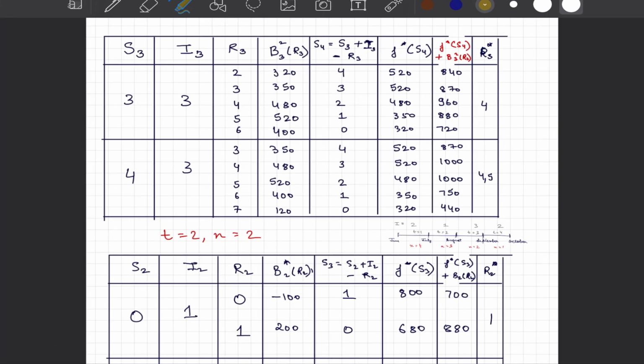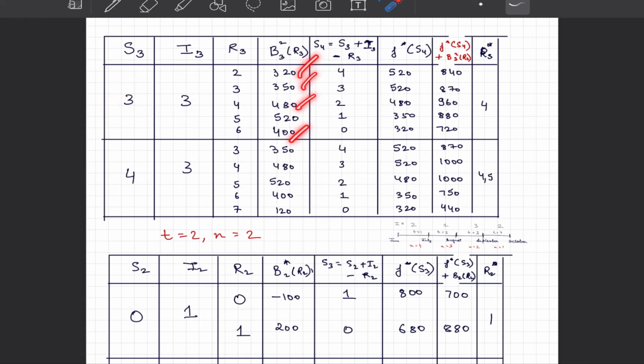We do the same calculation with S3 equal to 3. I3 is still 3, 3 plus 3 is 6, reservoir capacity is 4. So we have to definitely release at least 2 units of water. Then we go all the way from 2, 3, 4, 5, 6 because our release cannot be greater than the total amount of water that is available with us.